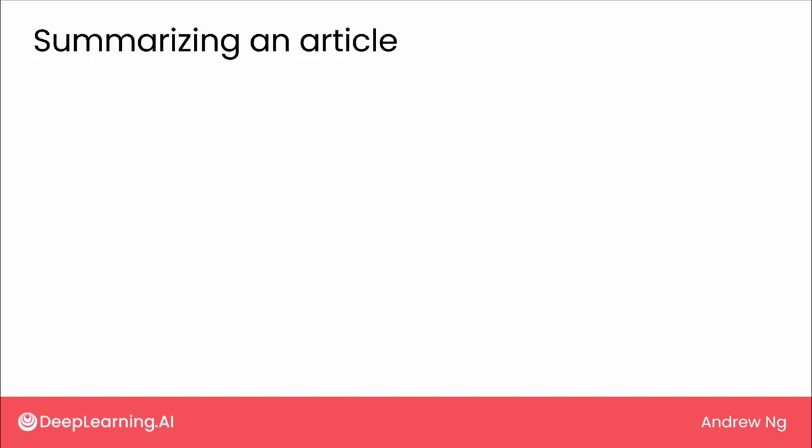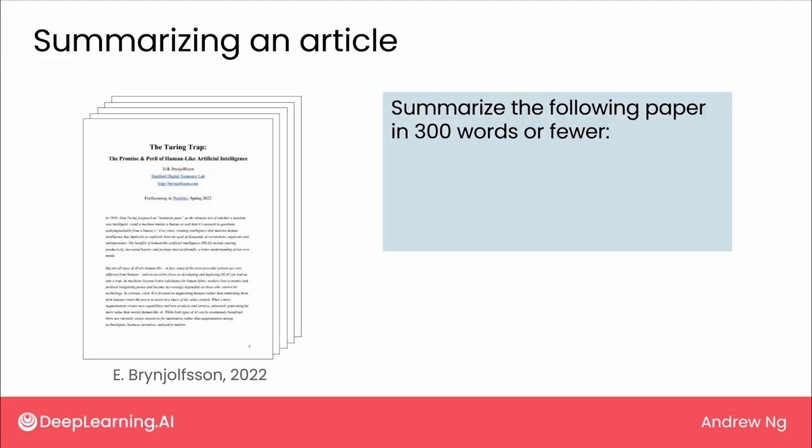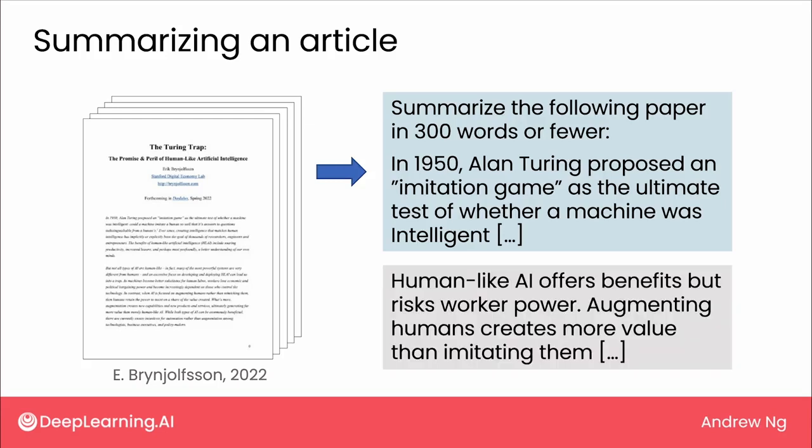A second reading task that large language models are often used for is to summarize long articles. One of my collaborators, Eric Brynjolfsson, who's a Stanford professor, once sent me an email linking to an article that he had written titled The Turing Trap. And I knew it was a good article, but it was a very long article and I didn't have time to read the whole thing before I responded to his email. So I actually used the following prompt and copy-pasted his entire article into a web interface of a large language model and had it quickly generate a summary for me.